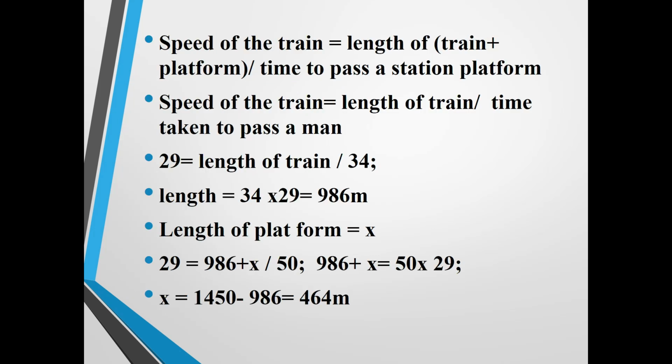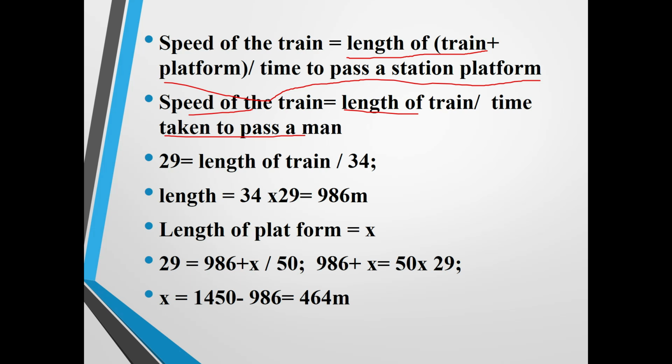So in this question we have to use two formulas. The first case is the speed of the train when it is passing a station platform, and the formula is length of train plus platform divided by time to pass a station platform. Speed is equal to distance by time. And the second case is if this train is passing a man, so speed of the train is equal to length of the train divided by time taken to pass a man.